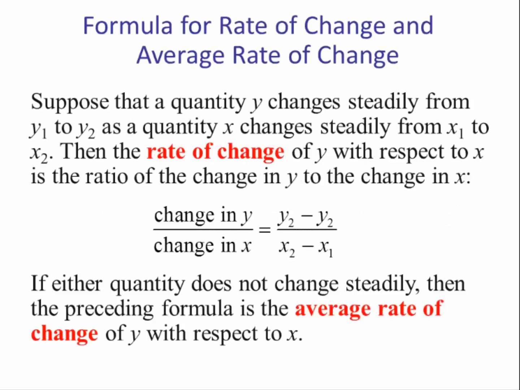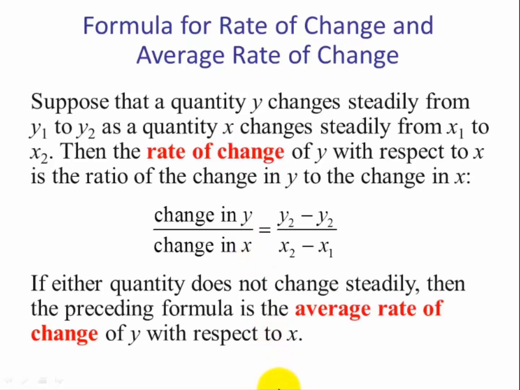Formula for the rate of change and average rate of change. Suppose that a quantity y changes steadily from y1 to y2 as the quantity x changes steadily from x1 to x2. Then the rate of change of y with respect to x is the ratio of the change in y to the change in x, given by our slope formula here. Change in y divided by the change in x.